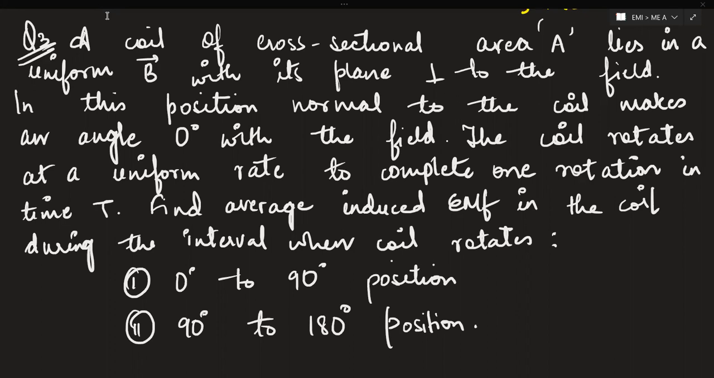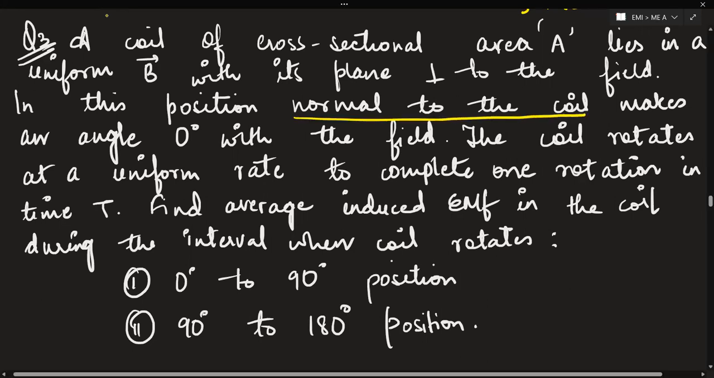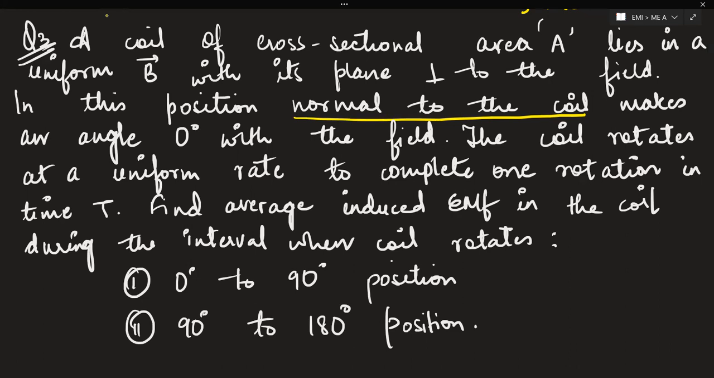This is the angle theta that we consider. Angle that the normal to the coil, that is the area vector, makes with the magnetic field. This is the angle we desire whenever we write the formula of magnetic flux. When we write BA cos theta, that theta is this angle only.